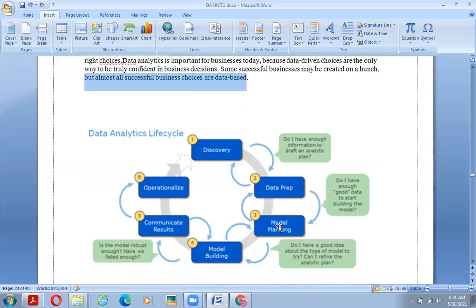What really is the life cycle they follow? They first of all discover. In that discovery, they find out: do I have enough information to drive my analytical path? If they have, then they try to discover the data set. Then they go to the second step, data preparation: do I have enough good data to start building the model?